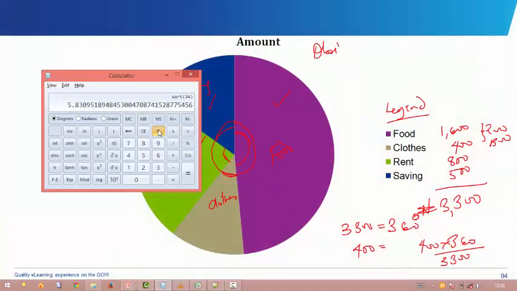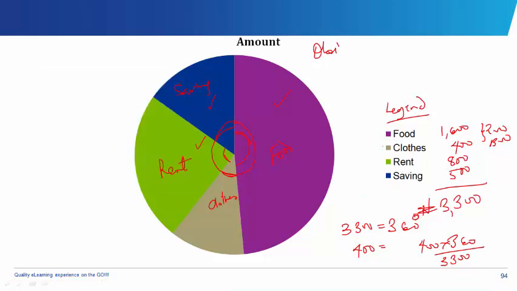So that is 400 times 360 divided by 3,300, and that is 43.63. So the clothes, which is 400, will now be 43.63 degrees. So with this method we illustrated here, you can now use it to calculate the other angles.